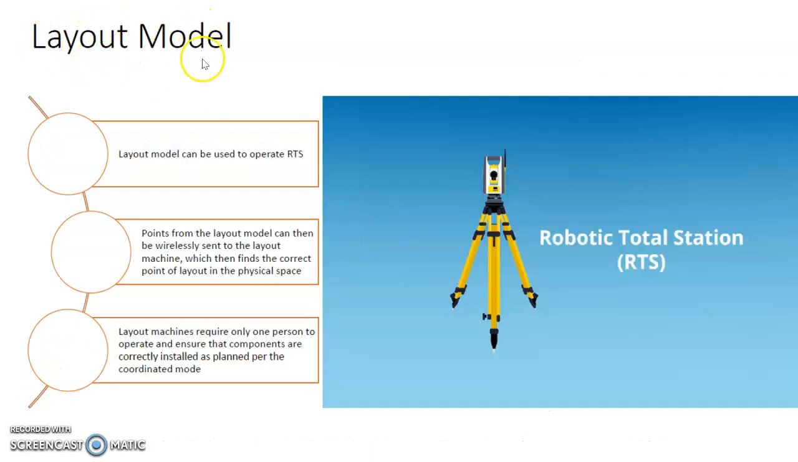You can also have what we call a layout model, and the layout model can be used to operate the robotic total station. So the points from the layout model can be wirelessly sent to the layout machine, which then finds the correct point in the actual physical space. And the layout machine requires only one person to operate and to ensure that the components are correctly installed as planned per the coordinated model.